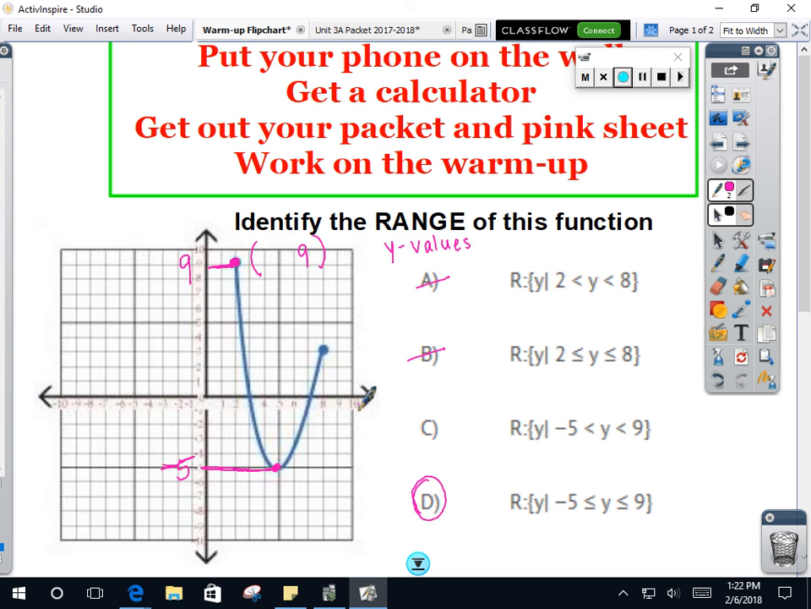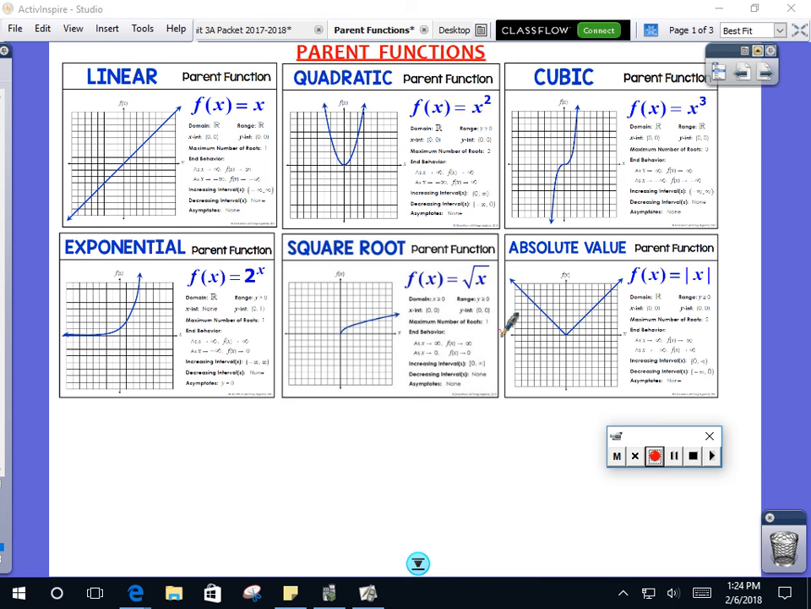Okay? Okay, now we're going to continue the lesson from yesterday. So go ahead and turn your packet to where we left off yesterday. Okay, so in Algebra 1, you learn about 6 functions. These functions are linear functions, quadratic functions, cubic functions, exponential functions, square root functions, and absolute value functions.